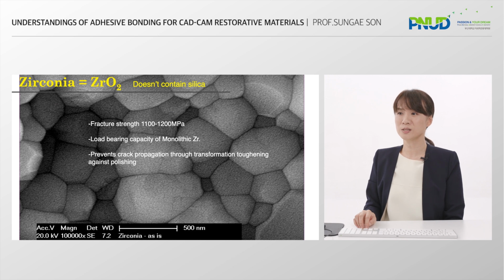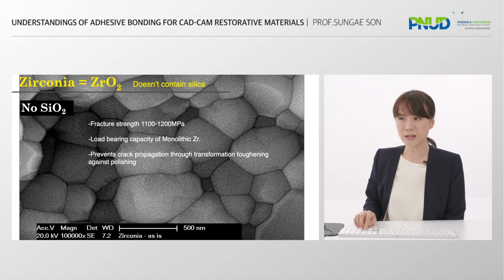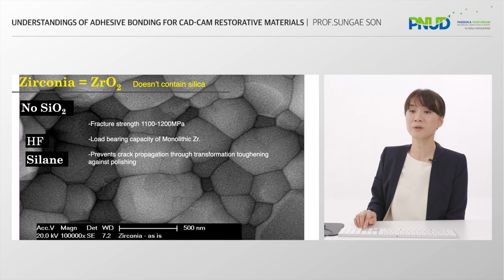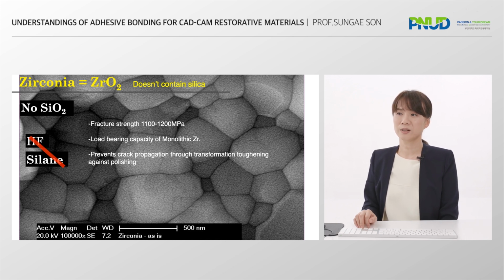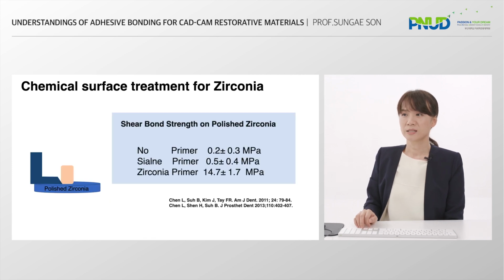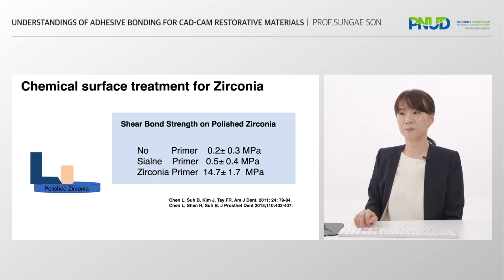However, zirconia doesn't contain silica. Therefore, when hydrofluoric acid is applied, it does not react chemically like a silicate ceramic block. And silane application is also ineffective on zirconia bonding. Even though zirconia doesn't contain silica, zirconia can react chemically with MDP. When zirconia primer containing MDP was applied to polished zirconia, it showed higher shear bond strength compared to other groups.